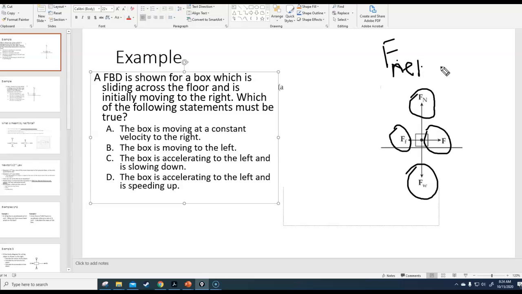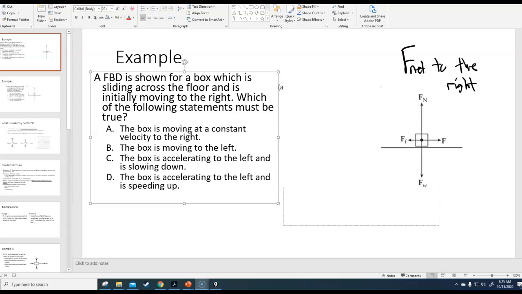The net force, okay, so I would say that the net force is to the right. The free body diagram does not tell me that this object is moving to the right, it just tells me that the net force is to the right. Now the question says that the box is initially moving to the right. That statement has nothing to do with the free body diagram though. In this situation we're told that the object is moving to the right. That means the velocity is to the right. If the net force is also to the right, that means the acceleration of the box is to the right.